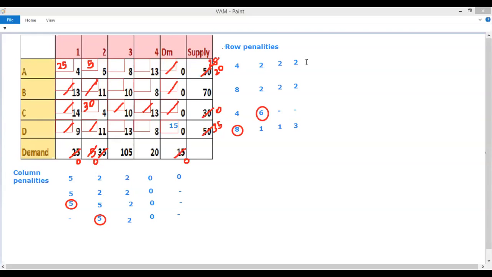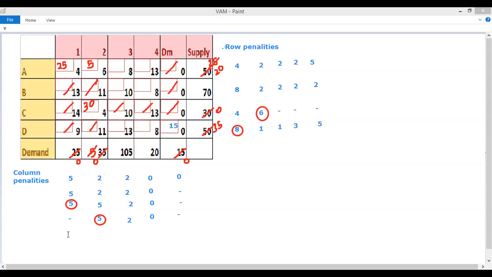Now again compute row and column penalties. Here the first minimum is 8 and the next minimum is 13, so the penalty will be 5. Here the first minimum is 8, the next minimum is 10, so the penalty is 2. Here we don't have to compute. Here the first minimum value is 8, the second minimum value is 13. Again the penalty will be 5.